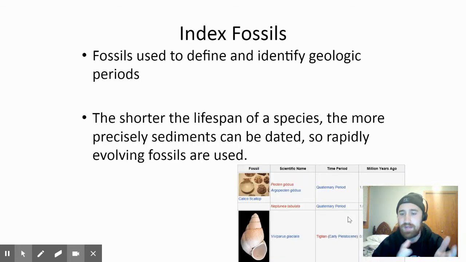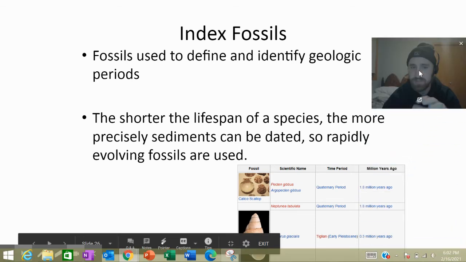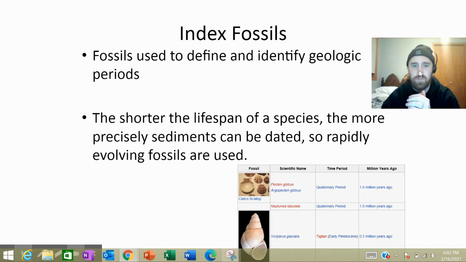Now, there is something called index fossils, and these fossils are used to identify geological periods. The shorter the lifespan of a species, the more precisely sediments can be dated. So, rapidly evolving fossils are used the most. But really, what it's saying is that depending on where that fossil was found or what that fossil is, we're able to tell what time period it came from and start making predictions about what was happening in that time period, maybe what it looked like, how they died, where they were living, and what might have been there originally. So it gives us a broader idea of what was actually happening at that time period.